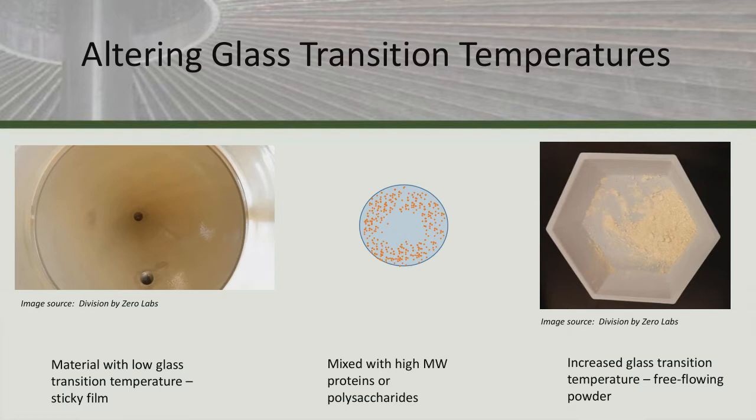One is to spray dry at a lower temperature, but that's expensive. The second way is to alter the glass transition temperature of the material you're trying to dry, and this is accomplished by mixing the material with high molecular weight molecules such as proteins or polysaccharides. This increases the glass transition temperature and allows you to operate the spray dryer at a higher temperature and still obtain a free-flowing powder. The downside is you've diluted your material with a protein or a polysaccharide.